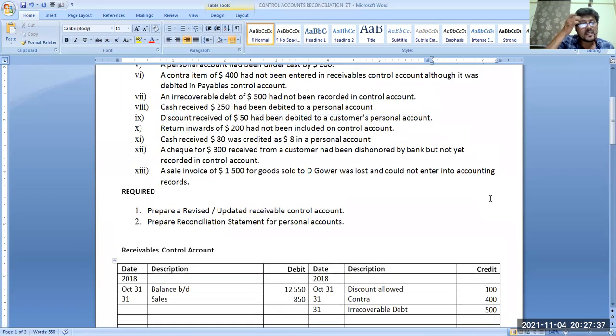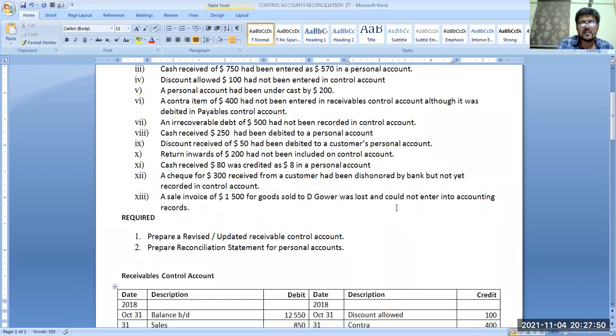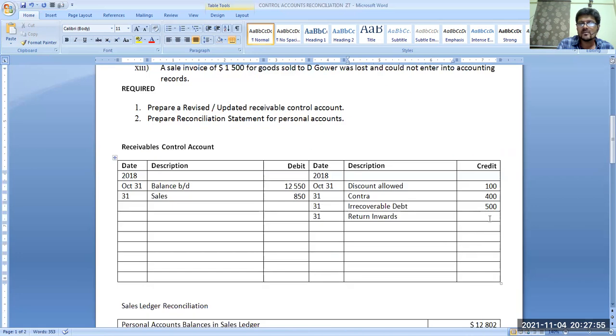Next, return inward had not been recorded in the control account. Now it is a problem of the control account. So we'll write it over here. Return inward debit, receivable credit 200.